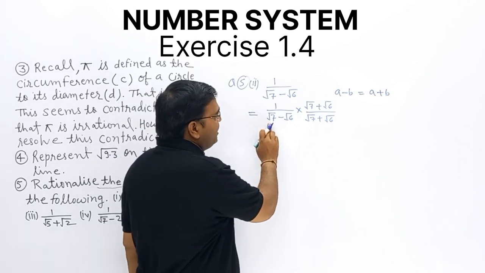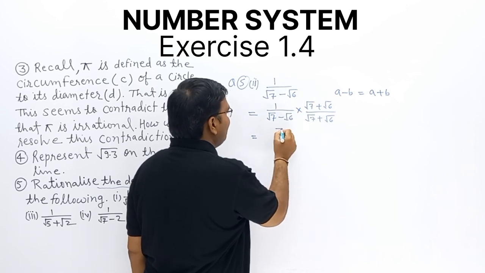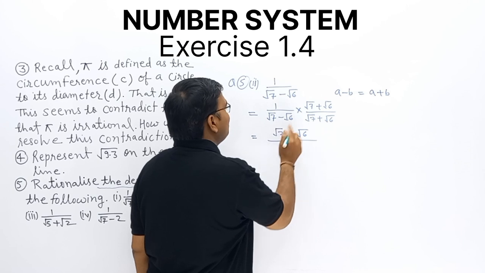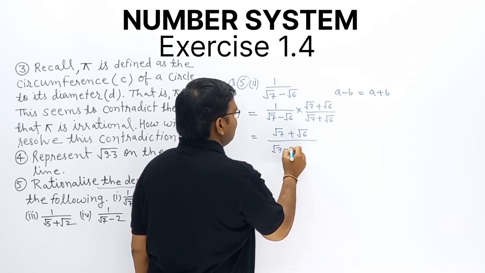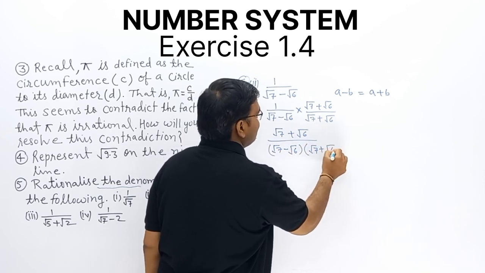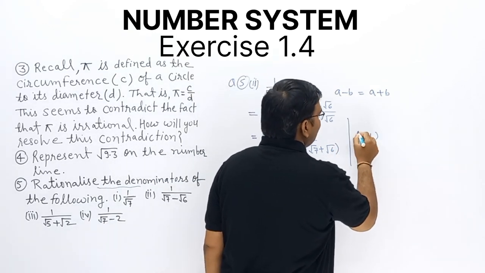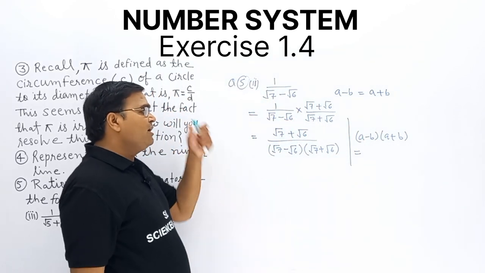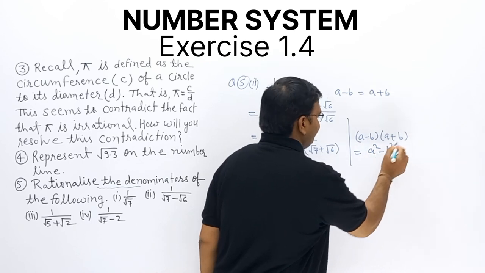Because in the denominator, we are multiplying 1 to this one, and we are getting root 7 plus root 6 divided by root 7 minus root 6 into root 7 plus root 6. Now in the denominator we have (a minus b) into (a plus b). This is the algebraic identity. (a minus b) into (a plus b) will be what? a square minus b square.